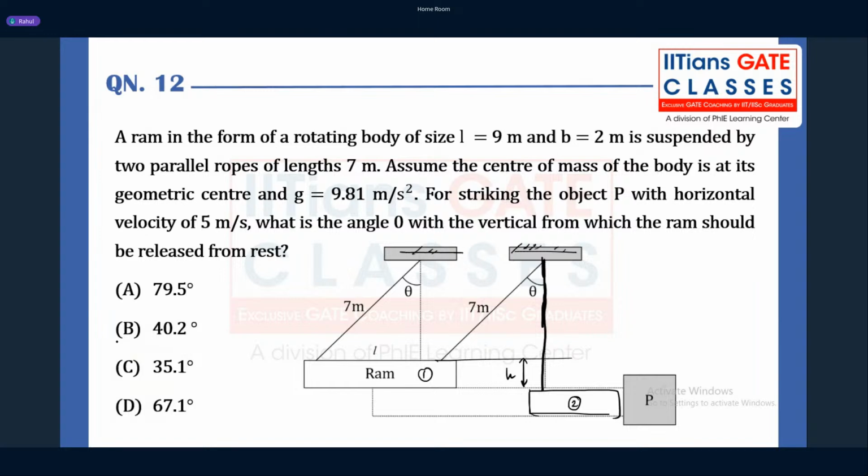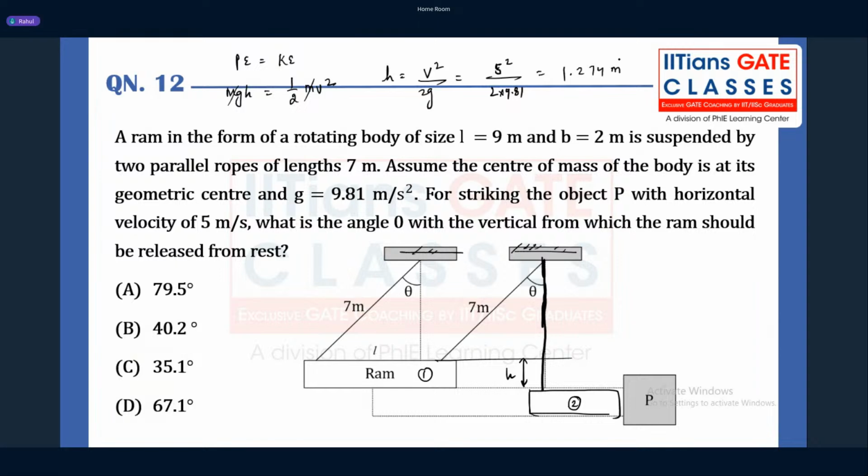So what is the conservation of energy? The potential energy should be equal to the kinetic energy: mgh. Initially, with this much height, we have taken this ram, and we are converting it into half mv square. So from here, h is v square over 2g. Try to calculate: it's 5 square over 2 times 9.81. If you calculate, you are going to get a value like 1.274 meter.